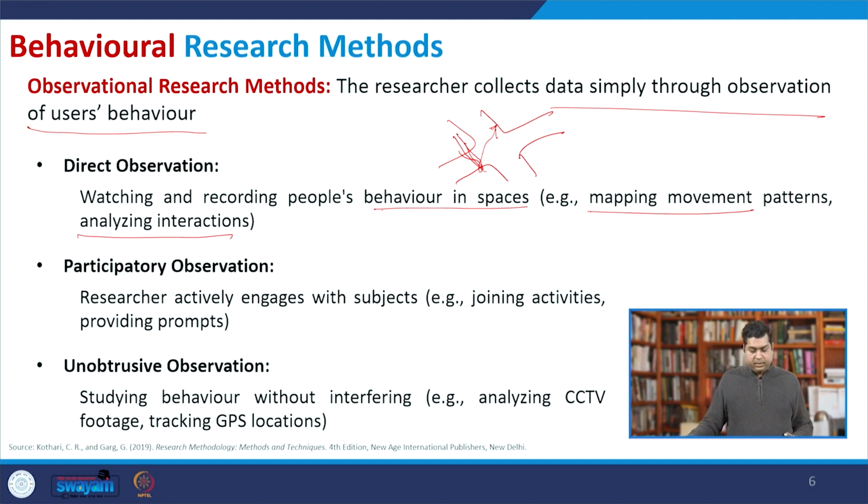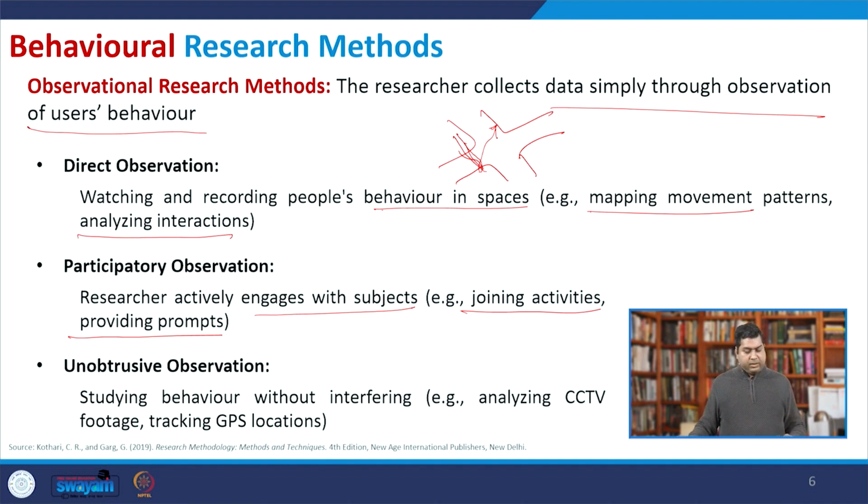Coming to the next category, that is participatory observation, that I was mentioning in some of our recent lectures, where the researcher actively engages with the subjects. Subjects means the respondents, and in this case we join the activity, we work with the participants, and we try to observe the activity and all, so that it can give more understanding about the behavior. Also in this case we can use certain prompts. So we provide a prompt, give a certain activity and then try to observe.